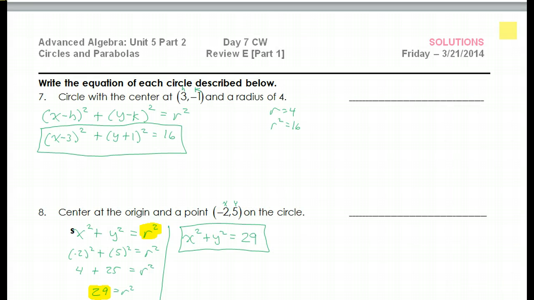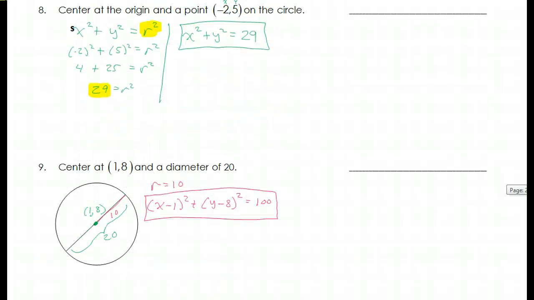I better zoom out so I can see where I am. Oh, look, that was the end of this classwork. And that makes it the end of this video, which is good because I have a meeting.